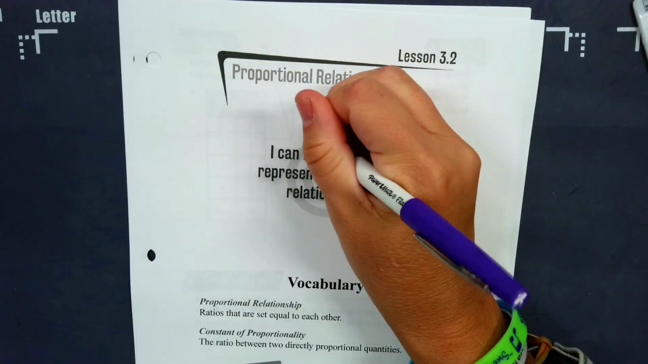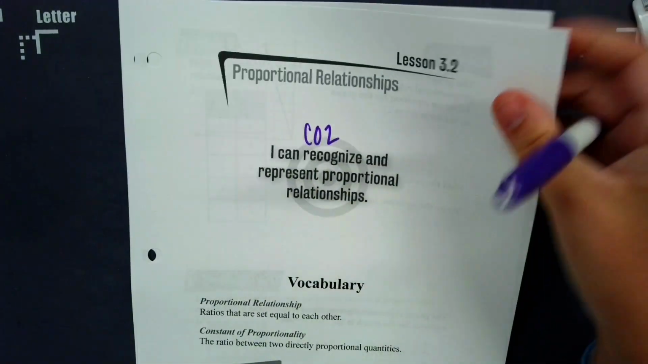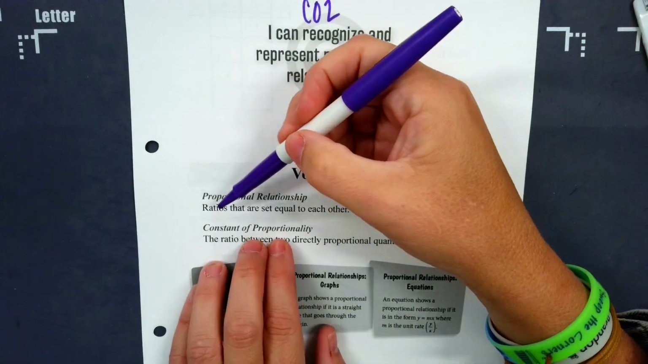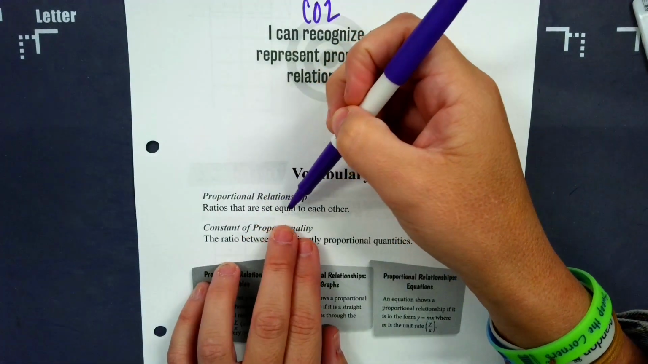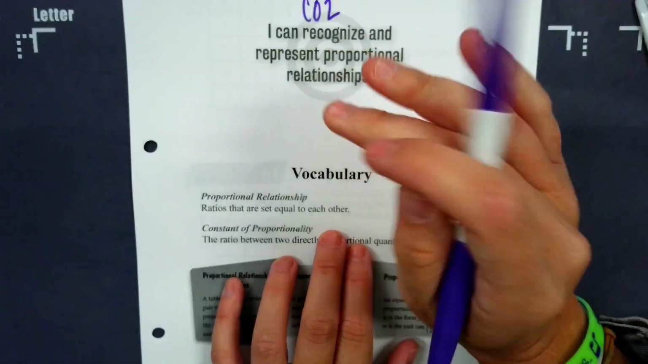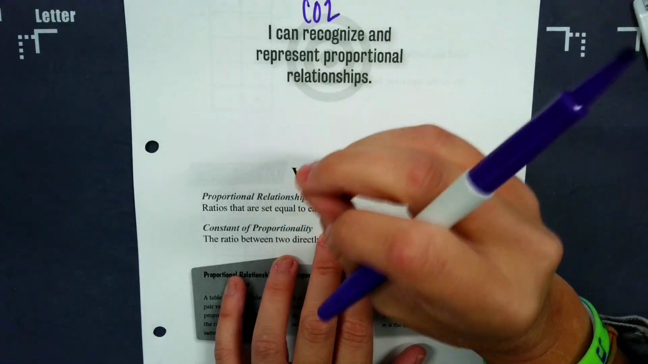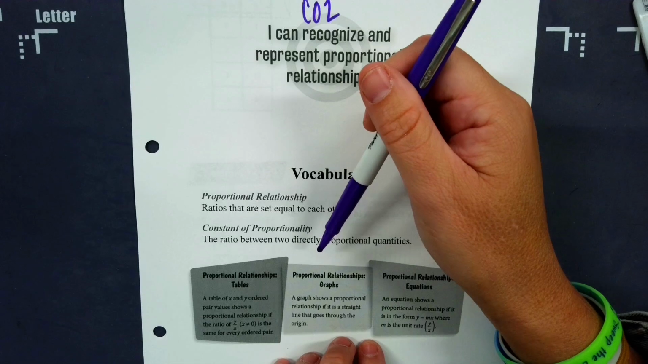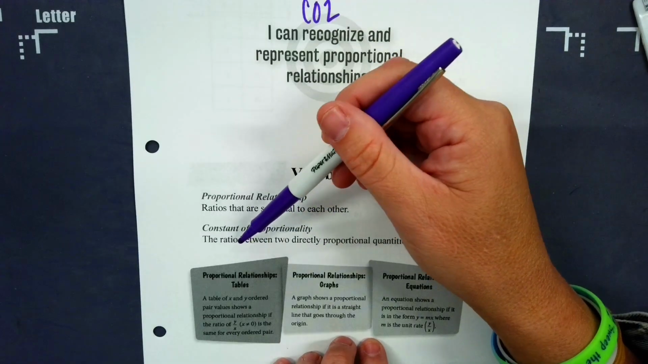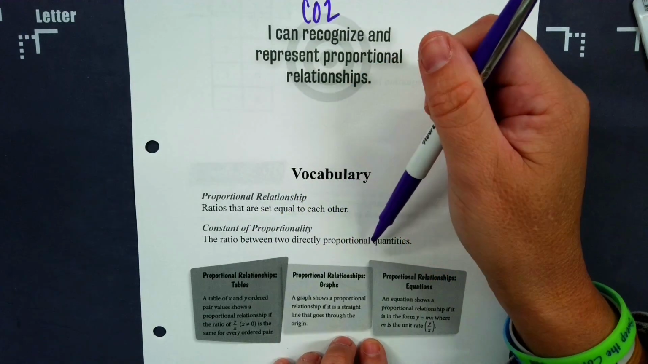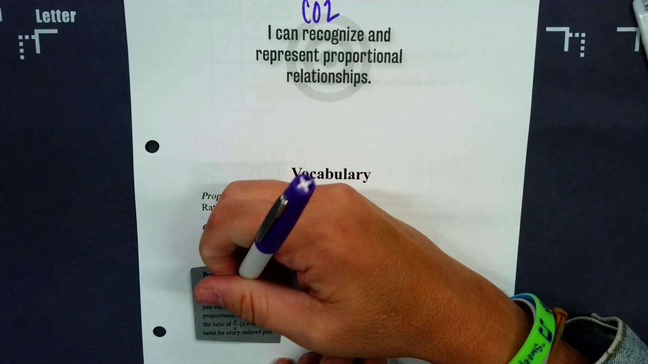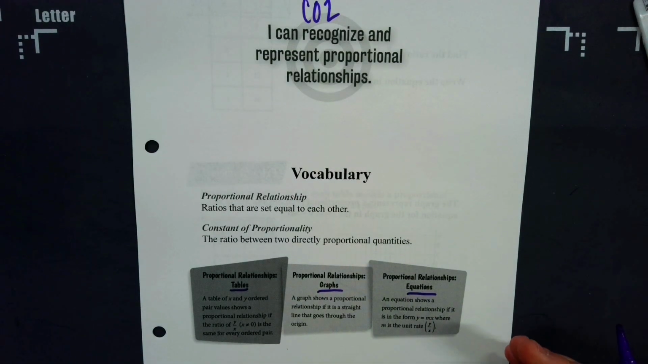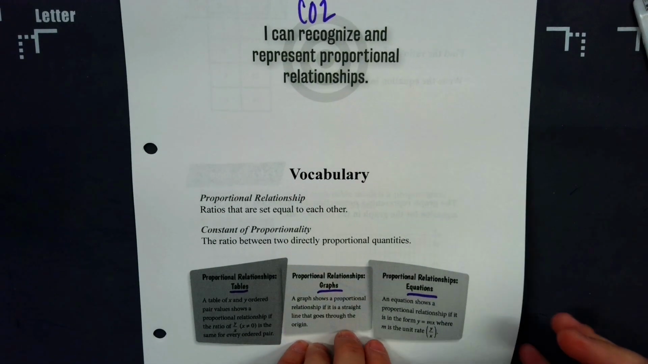All right. So this is CO2. Proportional relationship: ratios that are set equal to each other. Sounds really weird. I'm going to point out how you can tell from a graph, a table, an equation. Constant of proportionality. Last year, you guys talked a little bit about that. It's the ratio between two directly proportional quantities. So we're going to be looking at it in a table, a graph, and an equation, and I'm going to point out how you do that each time, okay?